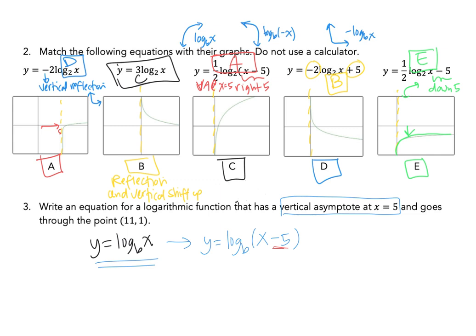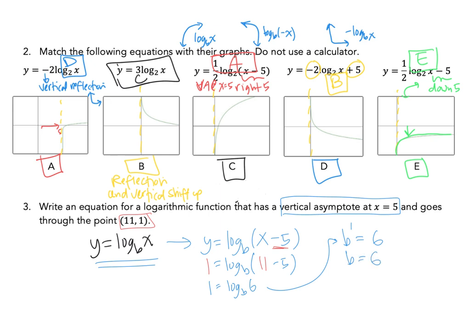So to make it right 5, now I have this as my new logarithmic function, but I still need to find my base. So how do I find my base? Well, I use this point right here. And when x is 11, y is 1. So I'm going to plug that in. So 1 equals log base b of 11 minus 5, and I'm going to solve. So that's 1 equals log base b of 6. So b to the first power equals 6. So what is my base? My base is just 6.